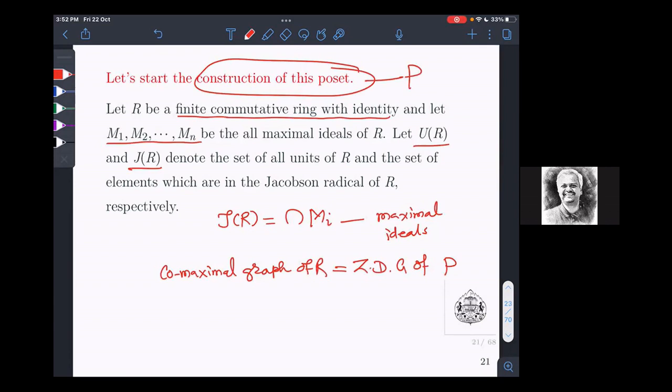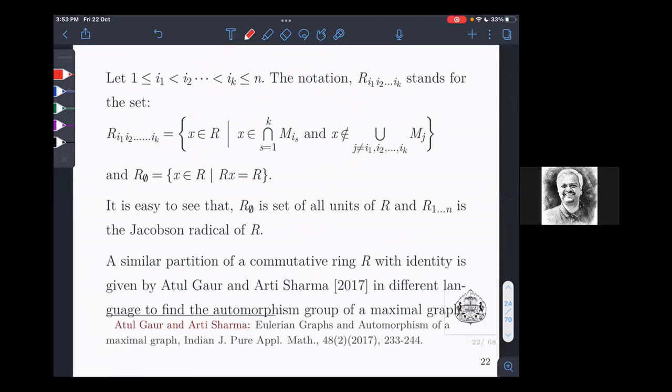And since this construction is done, I can directly apply many of the results which are available for the zero divisor graphs of ordered sets directly to the co-maximal graphs. In fact, because of this construction, we could achieve many more results, because we did a lot of work in zero divisor graphs of ordered sets, and many results become corollaries of our results. So let us look at that construction, what I'm doing. I'm repeating the construction here. We will go a little slower so that things will be much clearer to you.